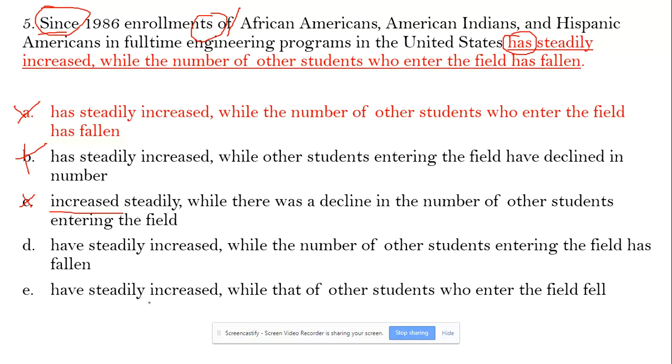All right, D: have steadily increased while that of other students. Actually, it should be "those of". Why? Because that is plural. I mean to say enrollments plural. That's why "those of other students who enter the field fail"? No, it should be "has fallen". So E out, D is the best choice.